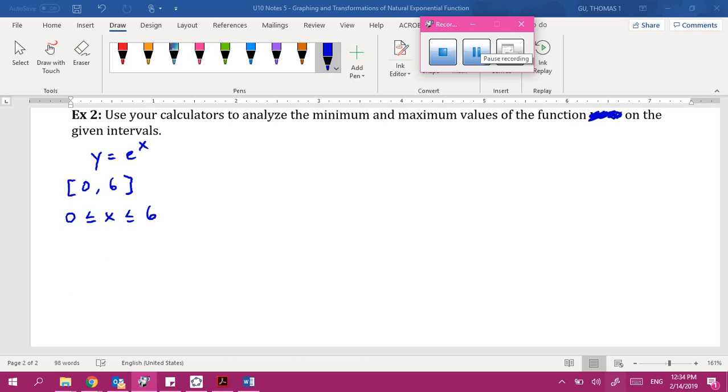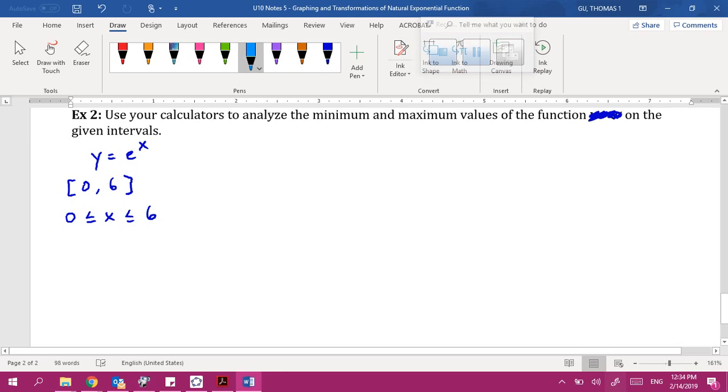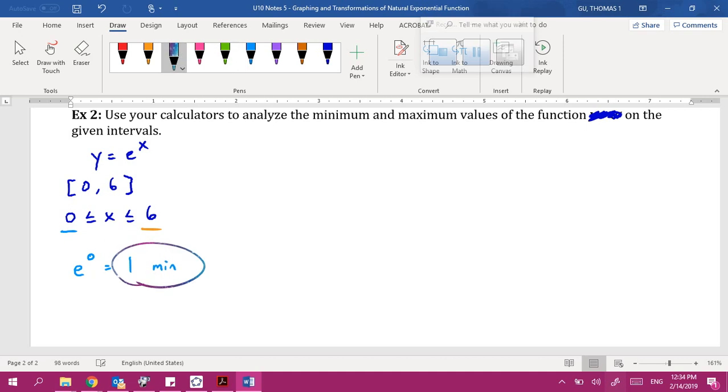Right, all you have to do is plug in these numbers in for x. That's right. So which one's going to be my minimum, though, when I plug in which one? 0. And which one's going to be the maximum? So let's find it. To find the minimum, I'm just going to put in e to the 0, which is equal to what? 1, so that's the minimum. To find the maximum, I'm going to put e to the 6 in the calculator and tell me what you get. So it rounds off to about 403.43. Good.